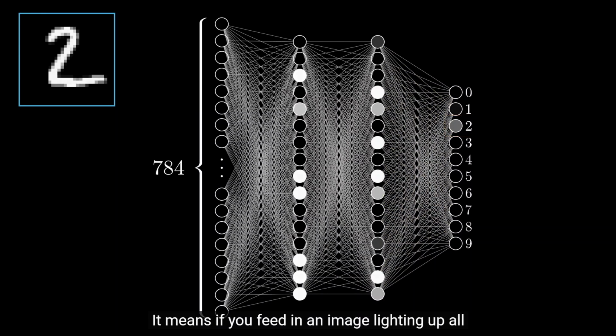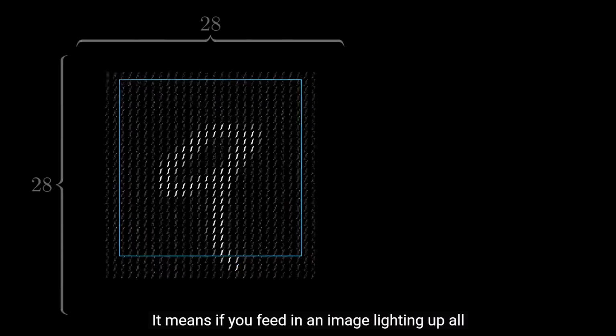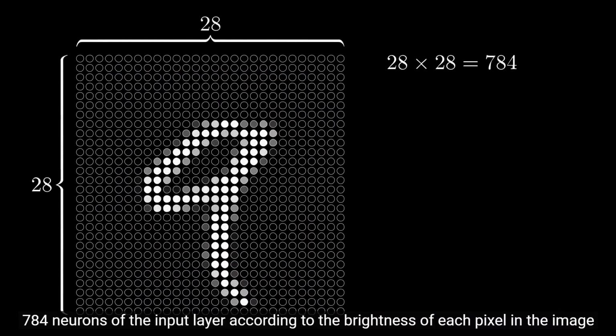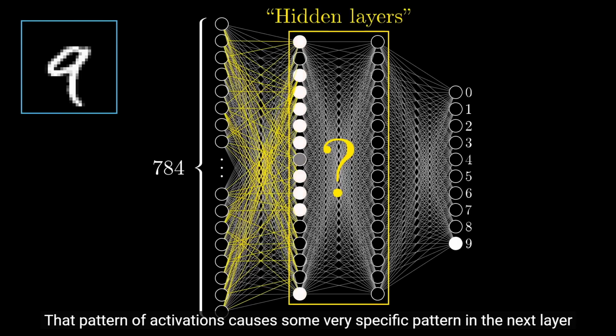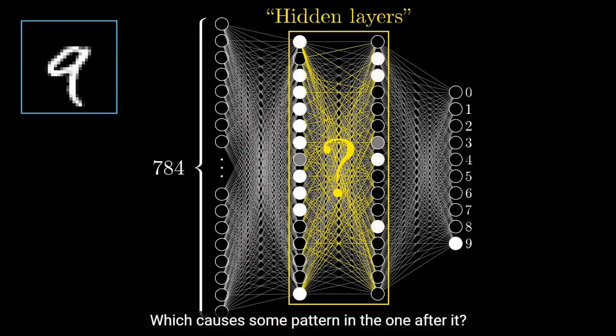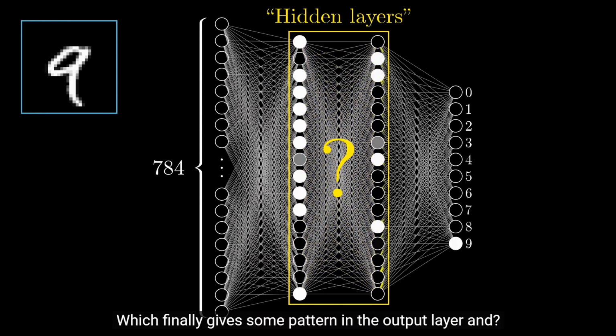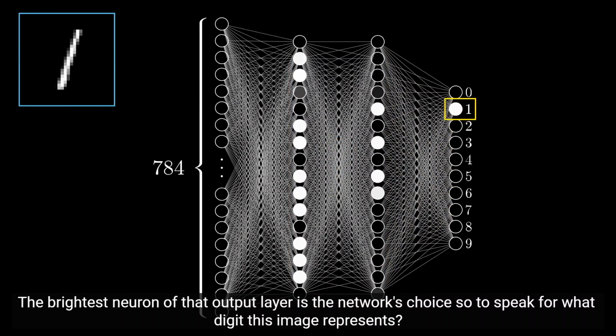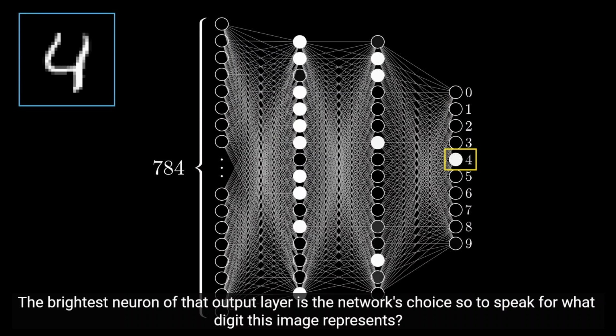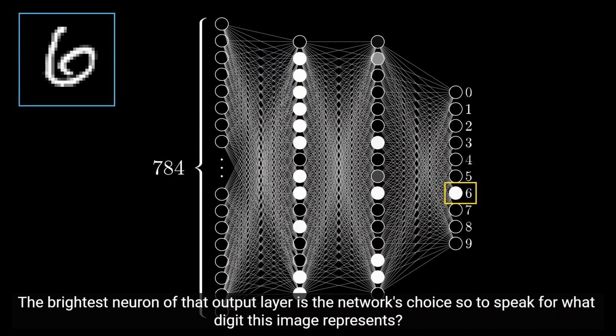It means if you feed in an image, lighting up all 784 neurons of the input layer according to the brightness of each pixel in the image, that pattern of activations causes some very specific pattern in the next layer, which causes some pattern in the one after it, which finally gives some pattern in the output layer. And the brightest neuron of that output layer is the network's choice, so to speak, for what digit this image represents.